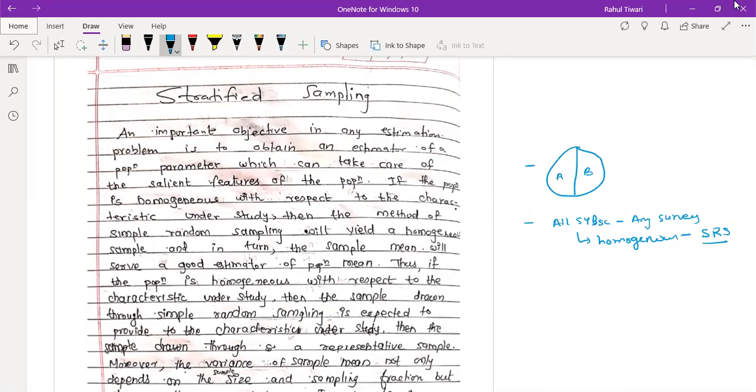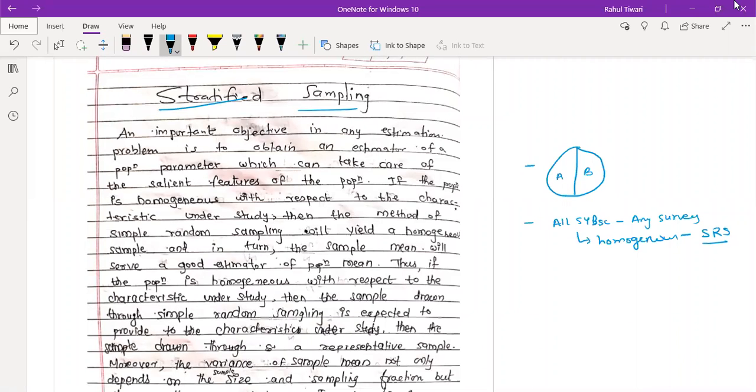But if my data is not homogeneous, that means my data is heterogeneous. If my data is not homogeneous, you have to go by stratified sampling. So the important task is to understand when we apply stratified random sampling. Stratified random sampling is applied when we have heterogeneous data.